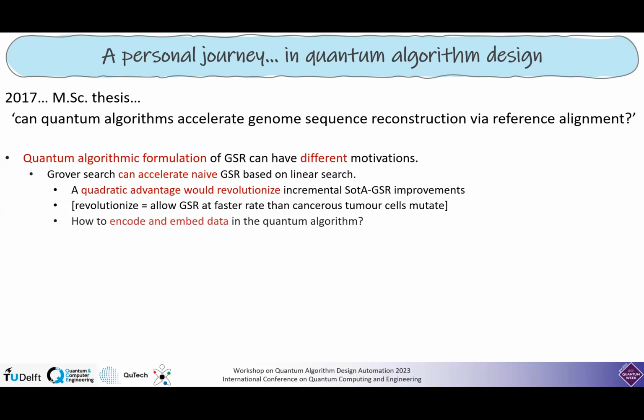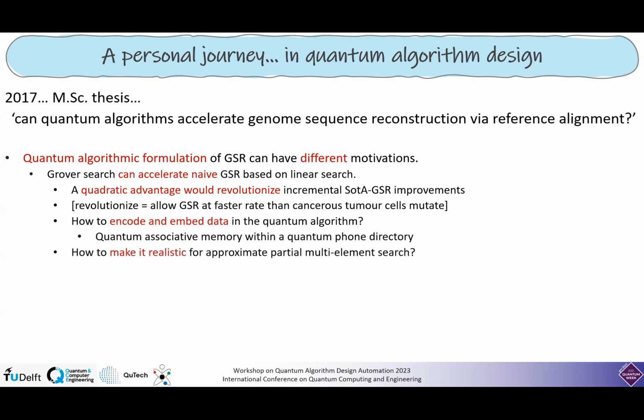So with that, you need to know how to encode and embed the data in the quantum algorithm. I had to study other quantum algorithms for it, like the quantum associative memory and the quantum phone directory, and some mixture of that was used to encode the data. Once you encode the data, you have to make it realistic for genomics data, which are kind of noisy when it comes out of these sequencing machines. And also there's not always a perfect match.